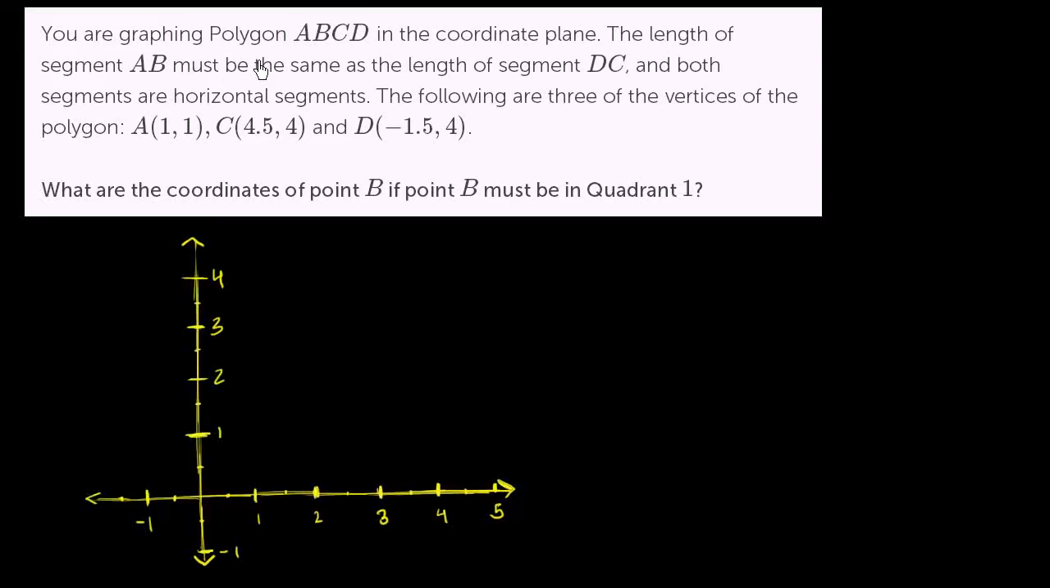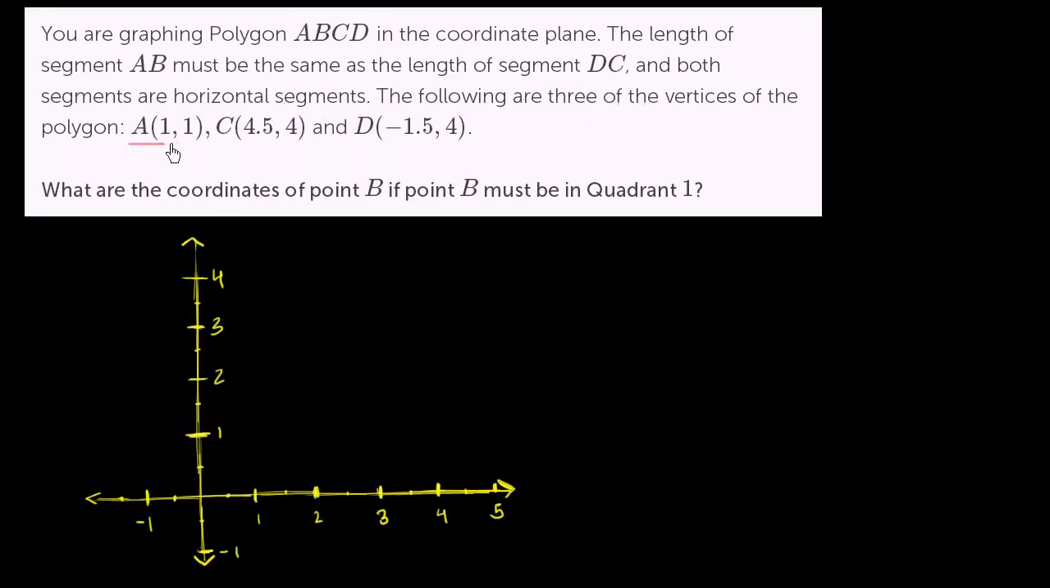You are graphing polygon ABCD in the coordinate plane. The length of segment AB must be the same as the length of segment DC, and both segments are horizontal segments. The following are three of the vertices of the polygon.